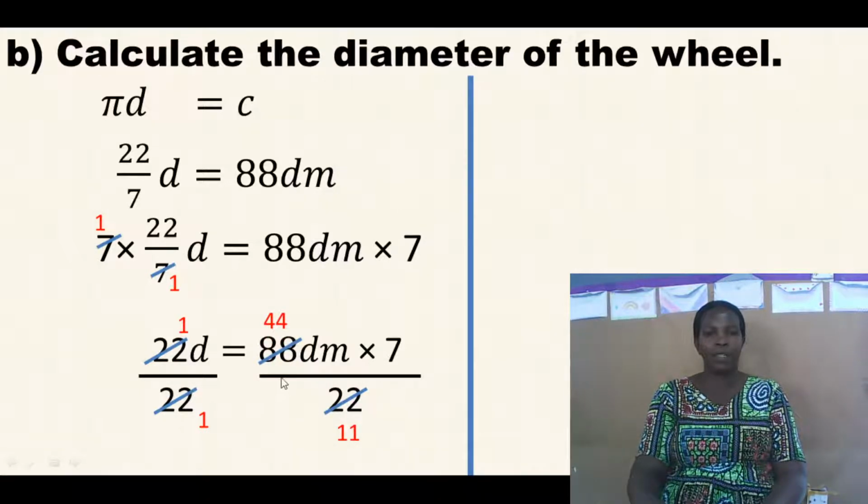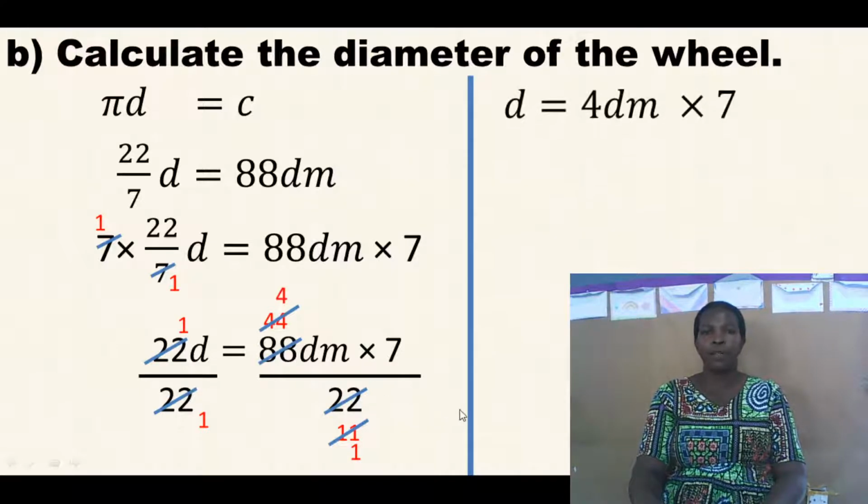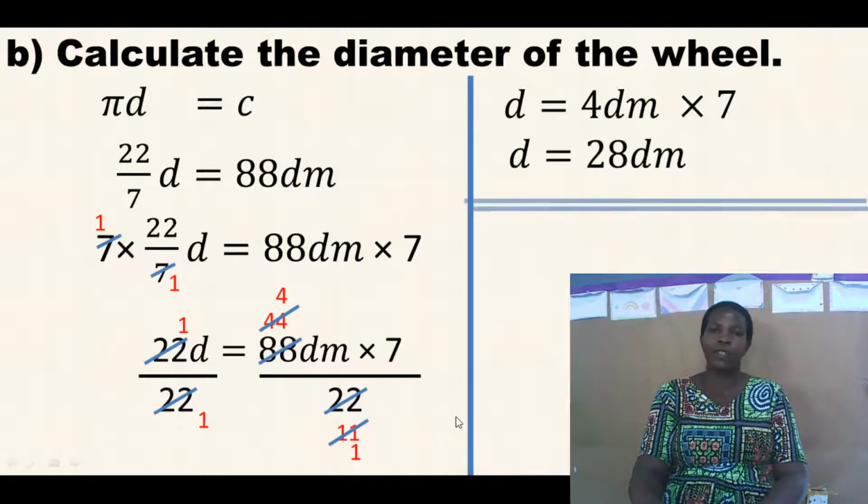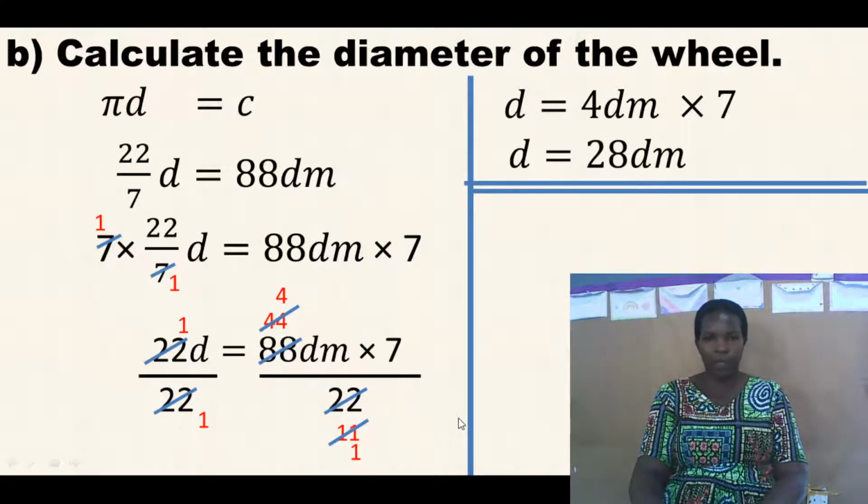Now the next target is to divide. When you look at 44 and 11, these are multiples of 11. We can reduce by 11. 11 divided by 11, we come up with a 1. 44 divided by 11, we shall come up with a 4. So what does it mean? That our diameter will equal 4 decimeters times 7. Therefore, our diameter will equal 28 decimeters. We shall finally underline that as our diameter. So that is example 1.